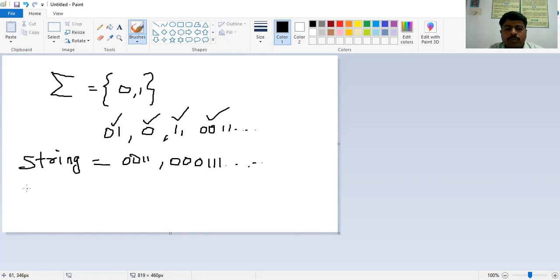Next, we consider the length of the string. Consider here 0011; I say this is W equal to 0011. Whenever I consider the length of this string, we indicate it with this symbol, and the length of the string is 4. This is the way we calculate the length of the string. It is nothing but how many input symbols are available. You just count them, and that count you have to represent here. That is called the length of the string.